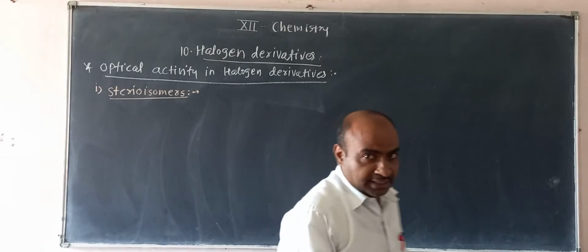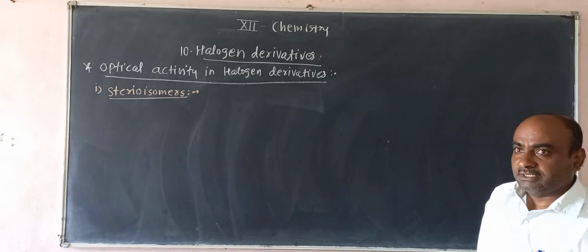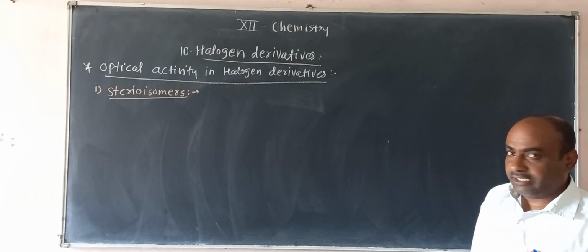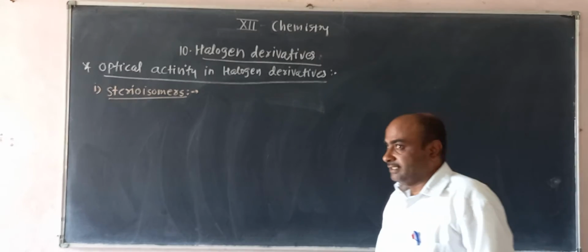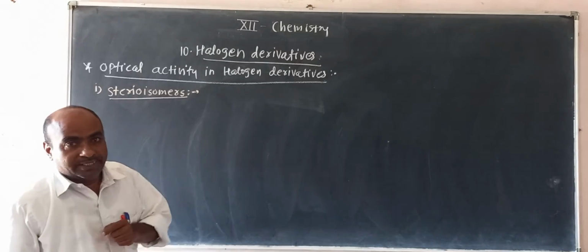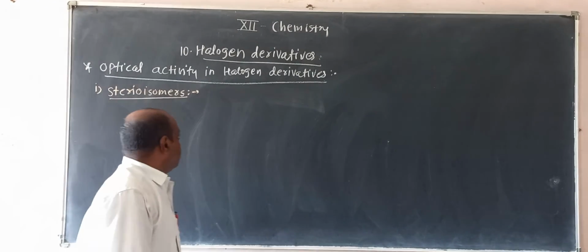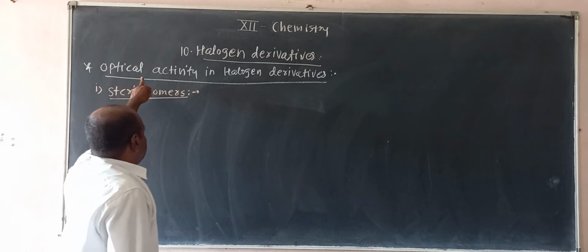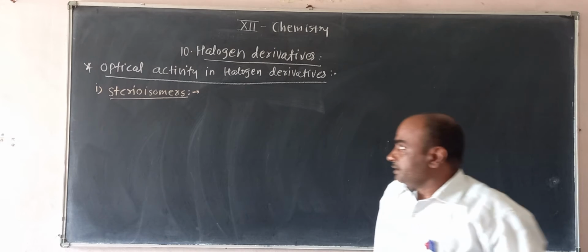Now, in yesterday's lecture we discussed the physical properties of the alkyl halides and haloarenes. In that, we discussed in detail the intermolecular forces, then the boiling point and solubility of the alkyl halides. Today we are going to discuss the optical activity of the halogen derivatives.